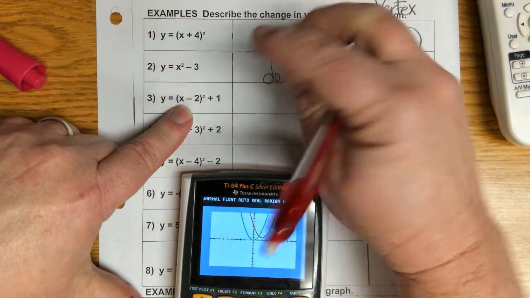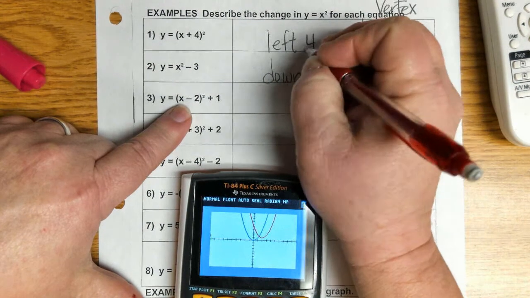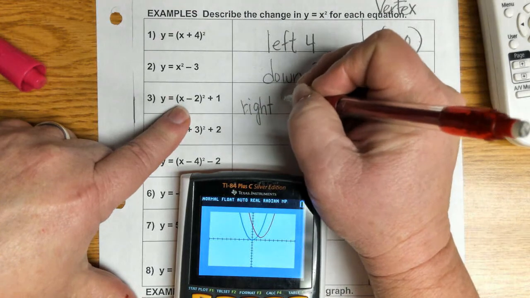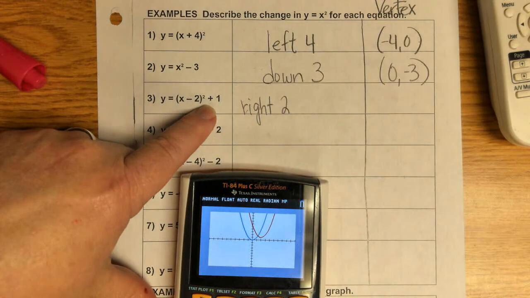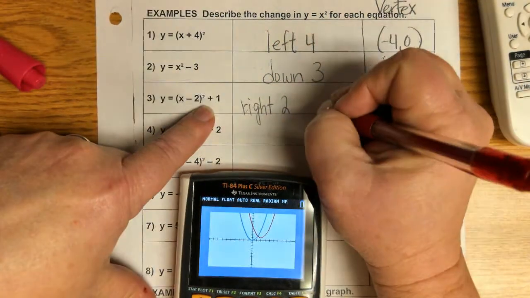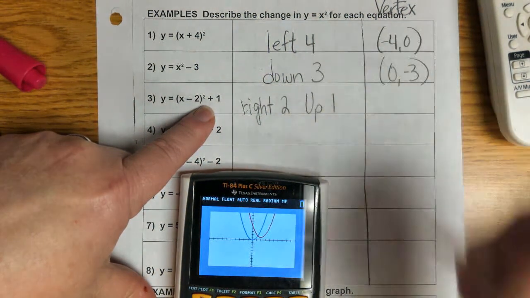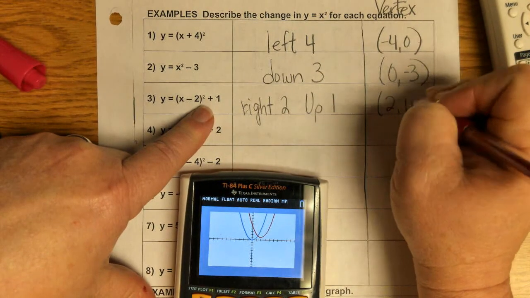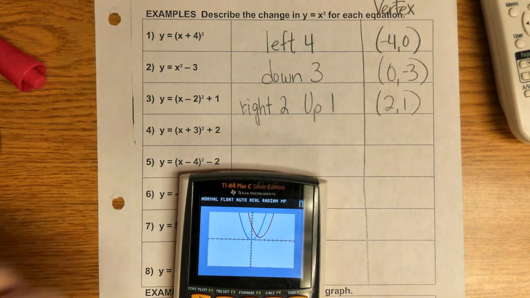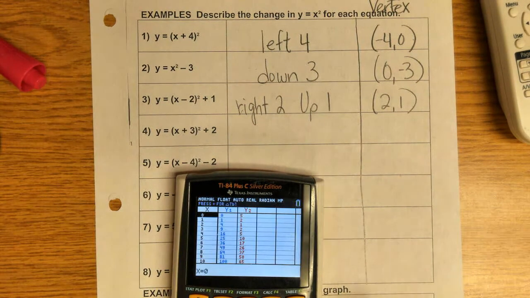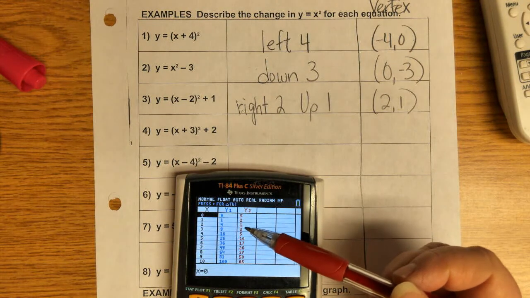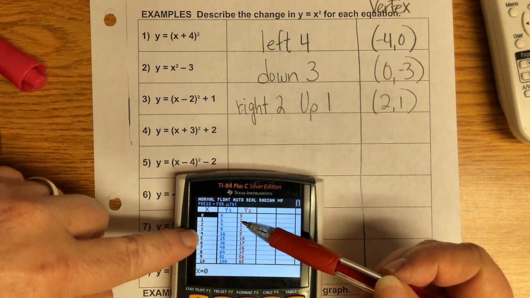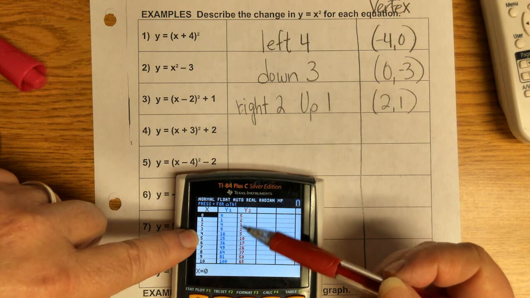We know what that is, because that was like our first one that moved it left 4. It was a plus. This is a minus. So right 2. And then this plus 1, which is your k, moved it up 1. So our vertex now is at 2, 1. And if you didn't know that, you could always go to the second table and look here, and you would find the point at 2, 1, so you've got your parabola working right there.